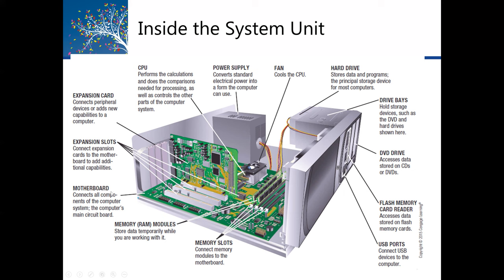As we said, the motherboard is the main board lying down with all the components connected to it. Actually, that's why it's called the motherboard. It consists of all the components and also some of the boards. Also, we have expansion slots, expansion card, the CPU, which is the main brain of the computer. So here we say the CPU performs the calculations and does the comparisons that is needed for processing, as well as controls the other parts of a computer system. So we always say the central processing unit is the main brain of the computer. This is where computations take place.